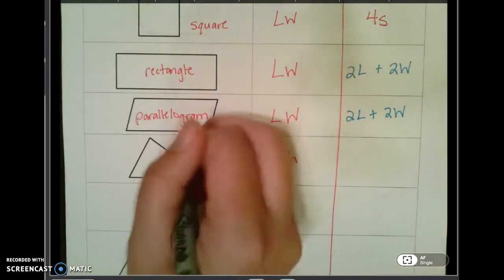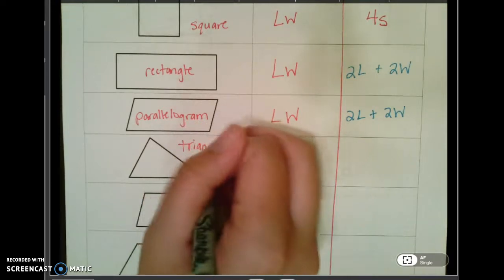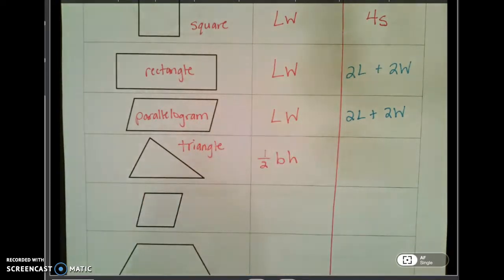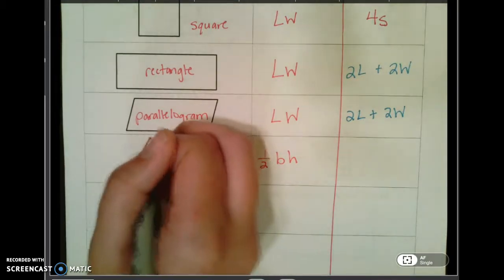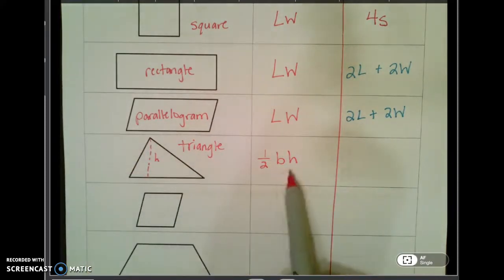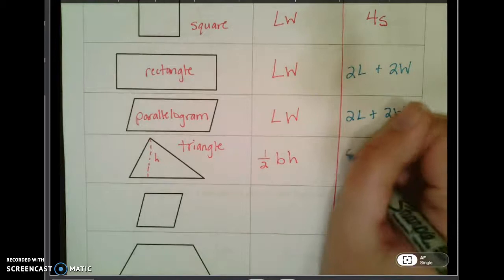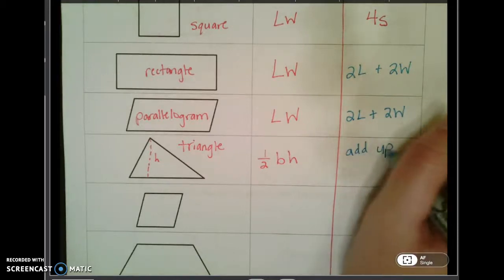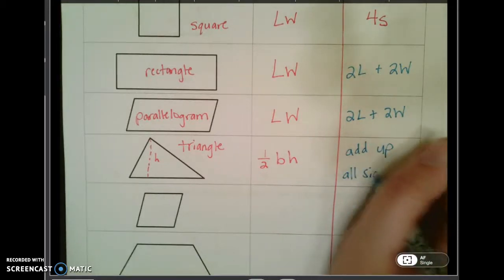Oops, triangle. So when it's talking about height, make sure you're talking about the vertical height, not slant height. So whenever you do height, it has to be going up and down. And then for a triangle, because all my sides could be different, just add up all the sides. And it gives you your perimeter.